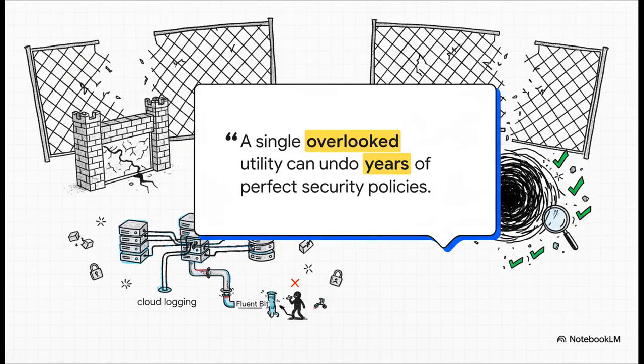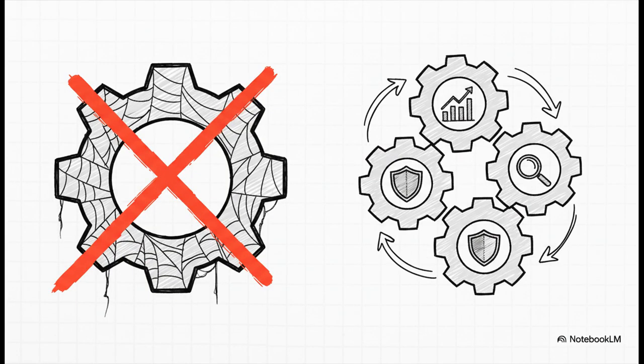There's a quote from the research that just says it all, really. It goes, "A single overlooked logging utility can undo years of perfect security policies." Think about that. You can have perfect policies, the best firewalls, great training, but one tiny, overlooked piece of the puzzle can make it all come crashing down. So, what's the big takeaway here? It's that the new reality of security is all about the supply chain.